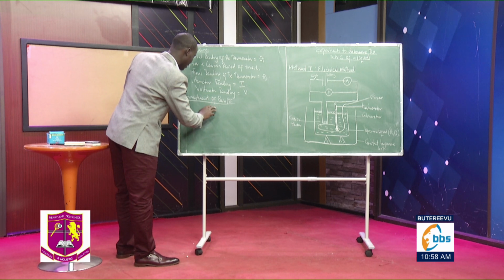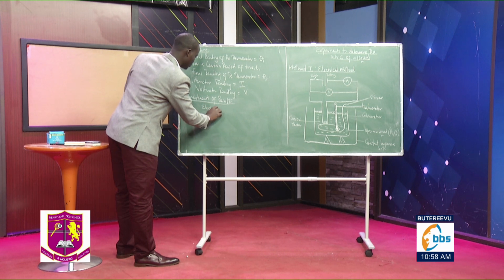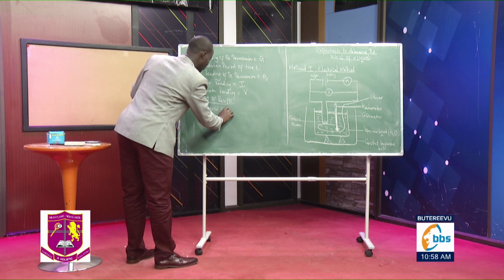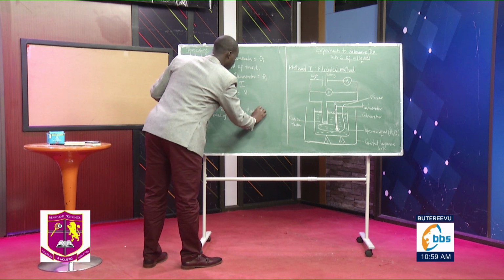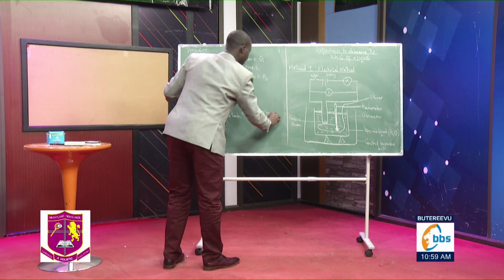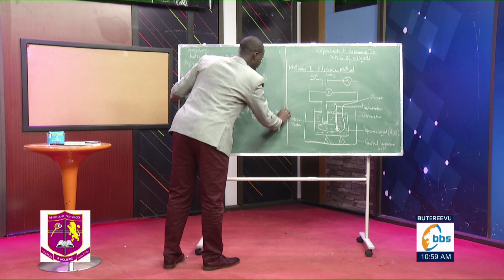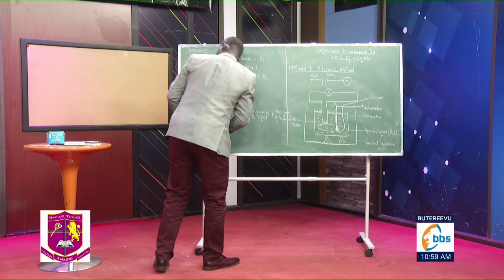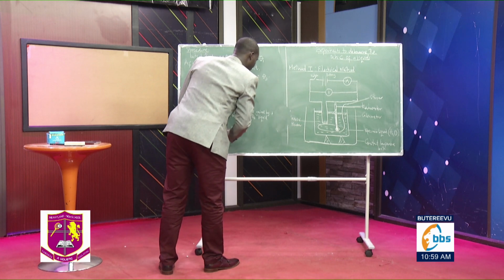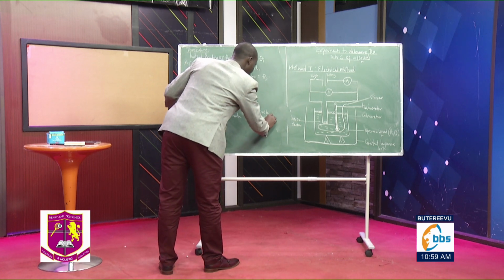Under the treatment of results, I'm going to conserve energy, which means that the electrical energy supplied by the heater has been gained by the liquid plus it has also been gained by the calorimeter. Let me just make this a single statement: heat gained by the liquid plus calorimeter.